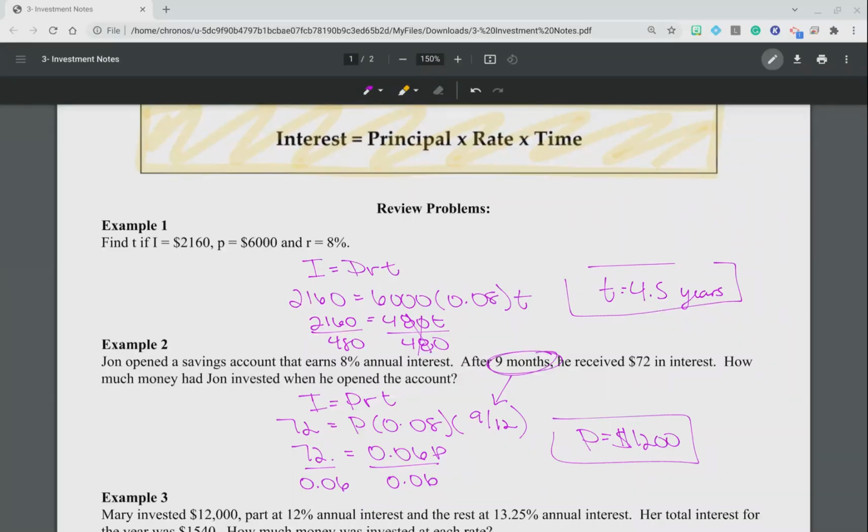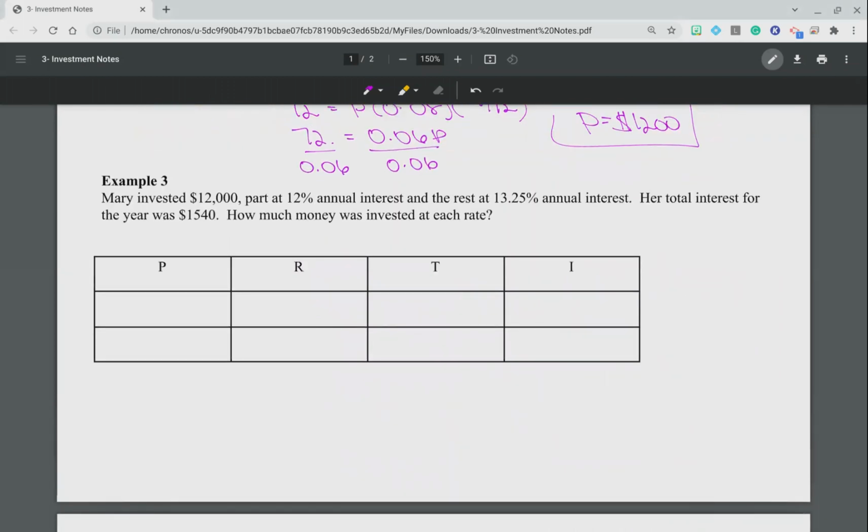All right, so now we're going to step it up a notch. And we are looking at an instance where we know the interest that we get. And we're investing money at 2 different interest rates, okay? But we don't know how much to invest in each one, okay? So the best way to do this is to use a table like this one. And notice we still have our P, our R, our T, and that is going to be equal to I, the interest.